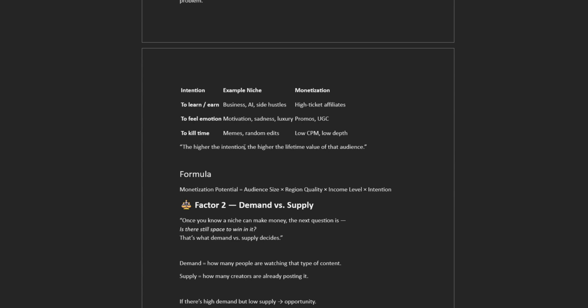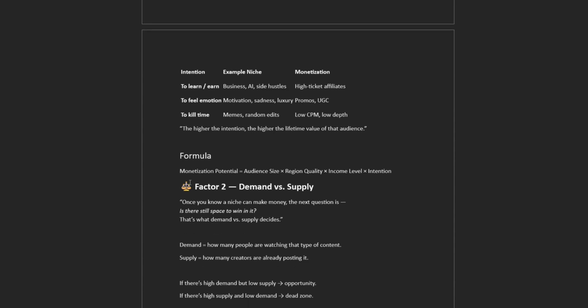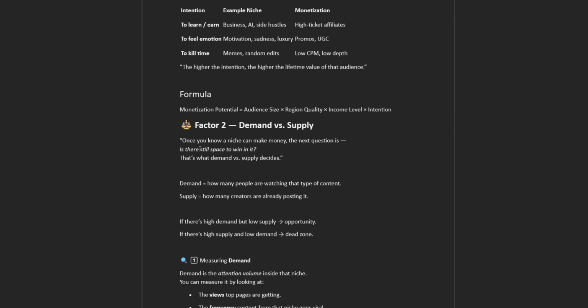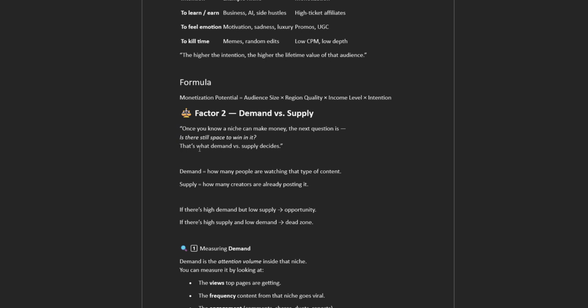Here's a formula for you all. Monetization potential means you multiply audience size by your region quality, then multiply it by the income level, and finally multiply it by the intention. So this is the formula for monetization potential. Now it's not the only factor which comes into play. So here's factor number two, which is very important: demand versus supply. Once you know that a niche can make money, the second question is, is there still space to win in it? And here's where demand versus supply comes into place.